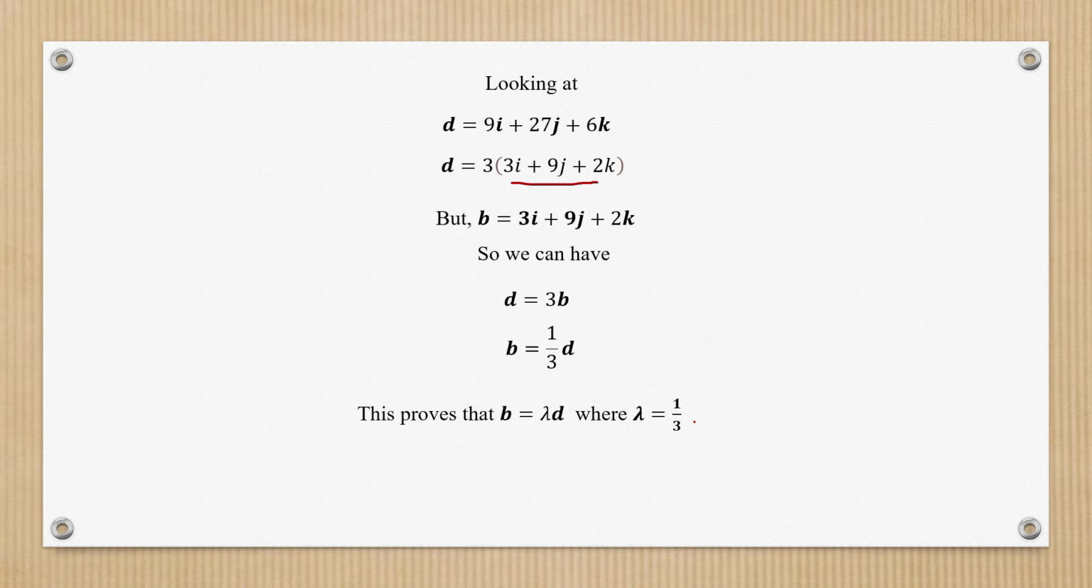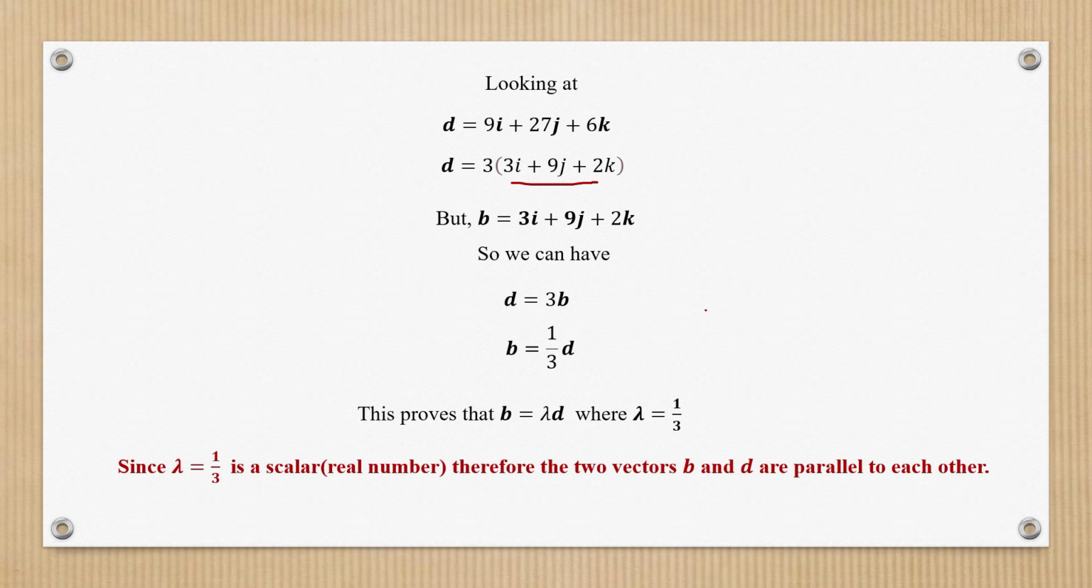This is just one way of saying it. We can also say that d is equal to lambda b, where lambda is 3. So it's like different cases, but we've chosen to represent it using the alternative that b is equal to lambda d, where lambda is equal to a third. You could also say that d is equal to lambda b, where lambda is 3. So each of those answers would be correct. Since lambda equal to a third is a scalar real number, the two vectors b and d are parallel to each other. So this is another way of proving parallel vectors.